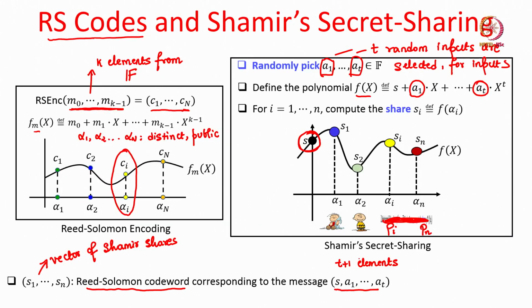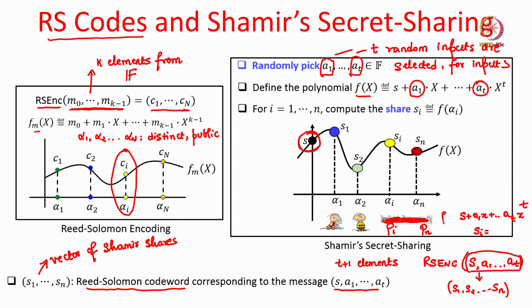Namely, what I am saying is, if a Reed-Solomon encoding algorithm is applied on a message where the message components are S, A1, up to A sub t, then it would have resulted in a Reed-Solomon code word S1, S2, up to S of n, because the Reed-Solomon encoding algorithm would have selected a degree t polynomial of the form s plus a1 times x plus a2 times x square up to a sub t times x power t, and the code word components would have been computed by evaluating this polynomial at alpha i, which is exactly what Shamir's secret sharing scheme is doing.